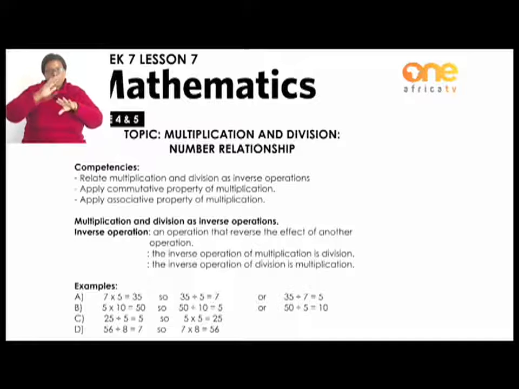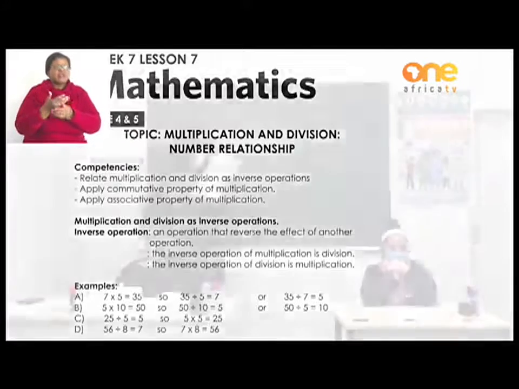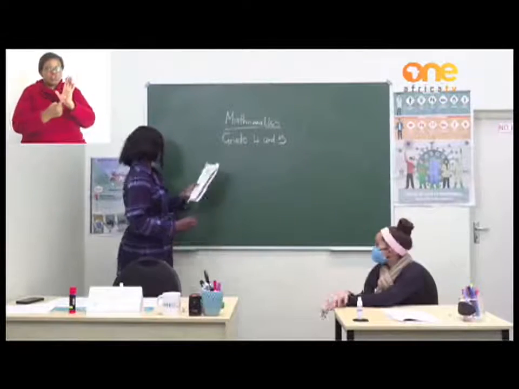Multiplication and division as inverse operations. What does this mean? Inverse operations means operations that reverse the effect of another operation. The inverse operation of multiplication is division, and the inverse operation of division is multiplication. So what does it mean? Boys and girls, let's go on board with the first example.